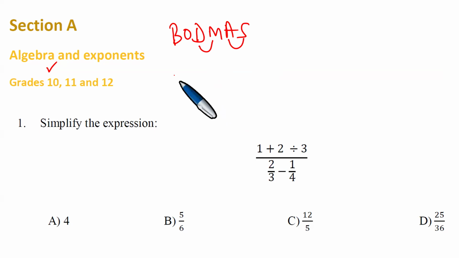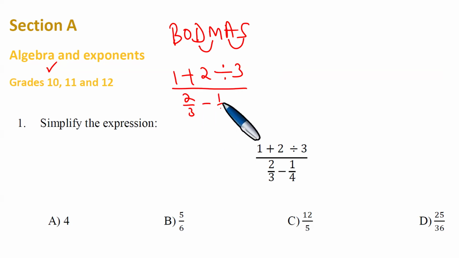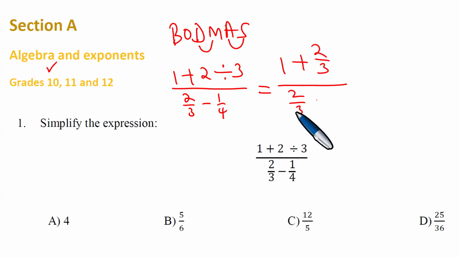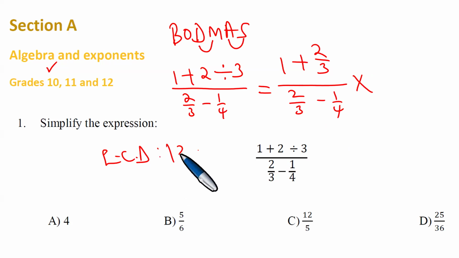So we have 1 plus 2, divided by 3, all divided by 2 over 3 minus 1/4. We need to first perform the division. So we do 1 plus the 2 divided by 3, which we can write as 2 over 3, and you divide everything by 2 over 3 minus that. The best way to do this is to multiply by the LCD, the lowest common denominator. What is the lowest common denominator? 12, because 3 times 4 is 12. So we multiply by 12 over 12, which is 1.